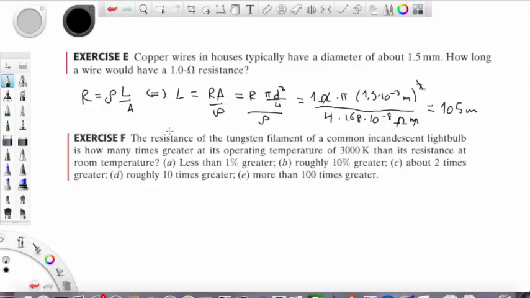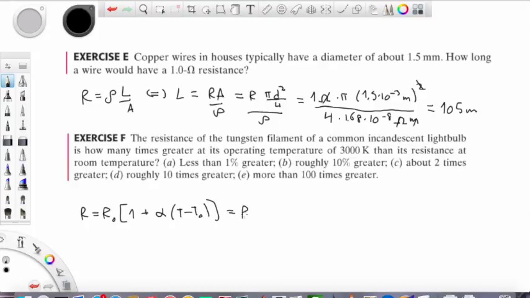In the last exercise, we are investigating what happens to the resistance of a tungsten filament in a light bulb when it is at its operational temperature, about 3000 Kelvin, compared to the room temperature value of the resistance. We know that the resistance depends on the temperature in the following way. So R0, the resistance at room temperature, times 1 plus alpha times T minus T0, where alpha is the temperature coefficient of resistivity or resistance.